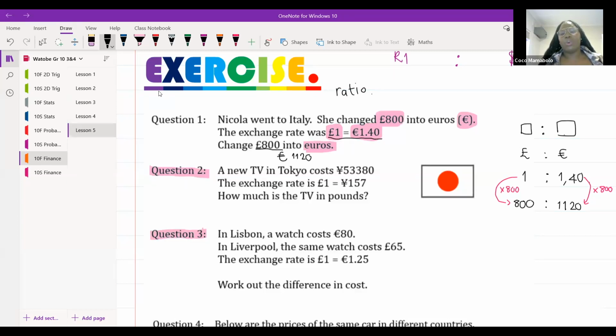This first one says, a new TV in Tokyo costs 53,380 yen. The exchange rate is £1 is to 157 yen. How much is the TV in pounds?